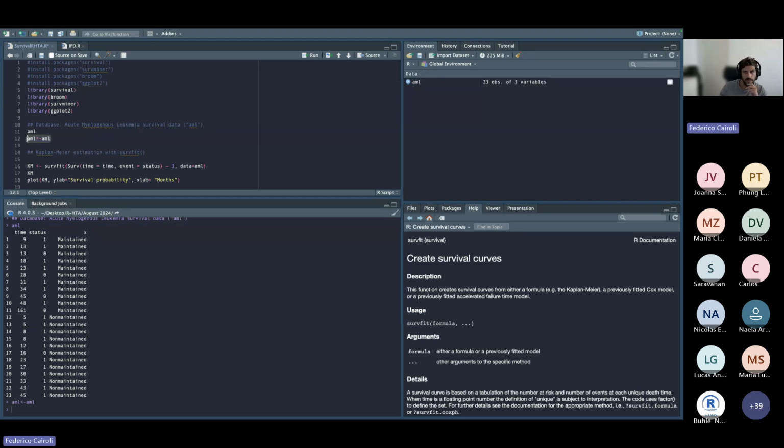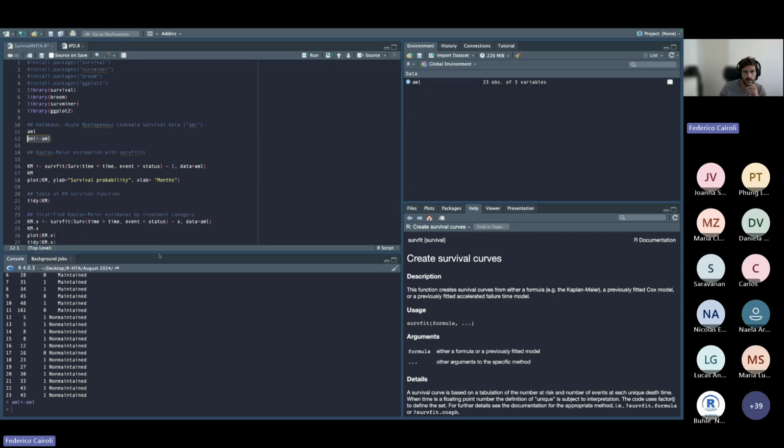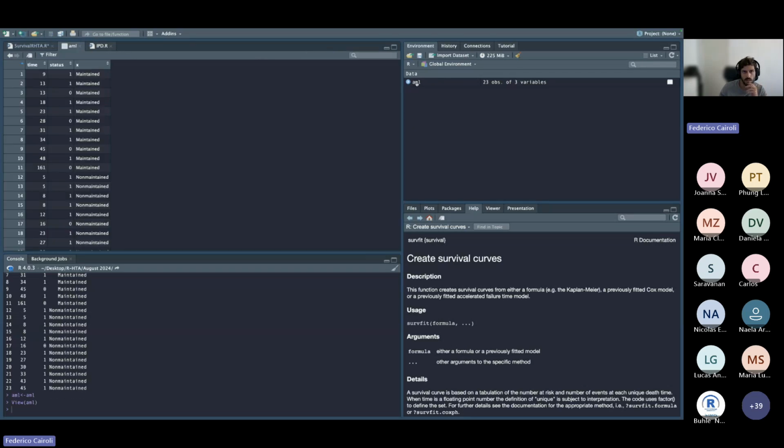By doing that, what I am doing basically is replicating the same data that is available in survival, but as one of my objects, in this case as a data frame. So we can see also this information here. And we know that we have information for 23 patients, each of these rows, with 3 specific variables, as I explained before: follow-up, status, and also the treatment category.